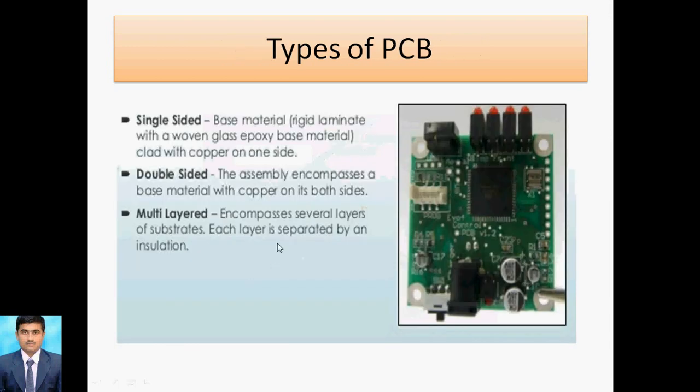Now we'll discuss the types of PCB. There are three types. One is single sided, second is double sided, third is multi-layered. In single sided, the base material is clad with copper on one side. So this is the scenario for single sided. In double sided, the assembly encompasses a base material with copper on both sides. In multi-layered, it encompasses several layers of substrates. Each layer is separated by an insulation. So this is regarding the types of PCB.